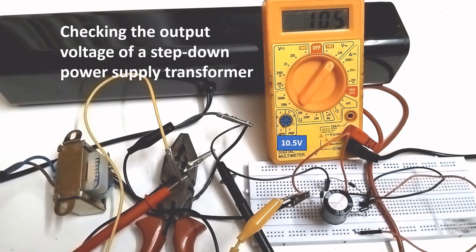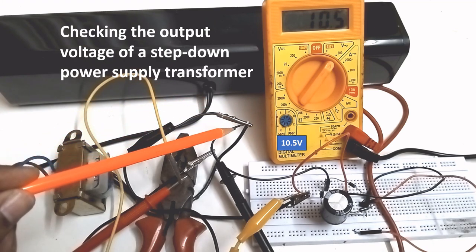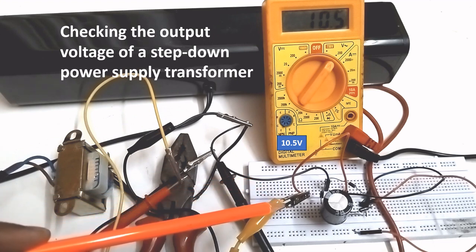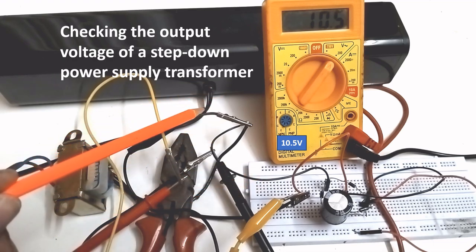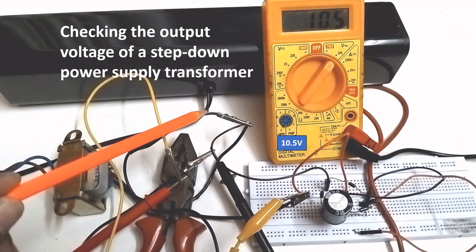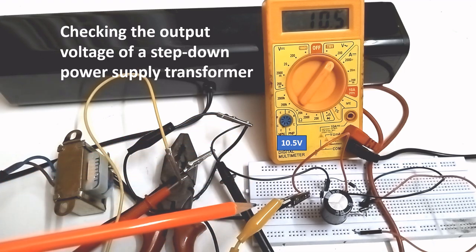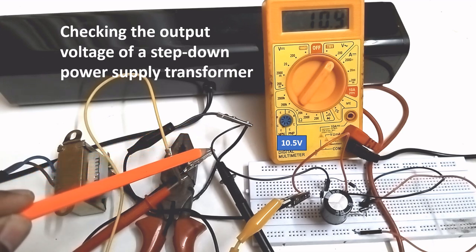I have used a pair of crocodile clips to connect the secondary winding of the transformer to the multimeter. You can see one connection here. This is one connection and the other connection is here. I have used different colors of wire just for convenience. This is a black wire to one part of the secondary winding. This is a yellow wire, and these will go into the multimeter. One connection is here, another connection is here.